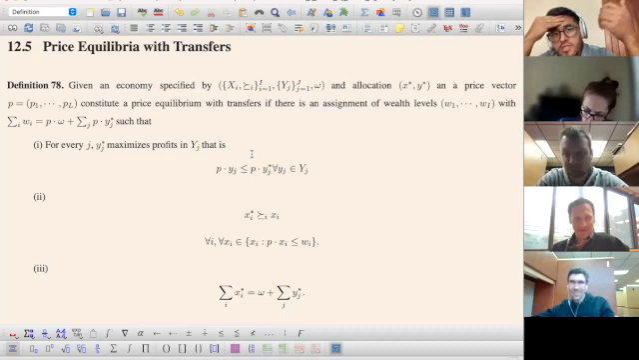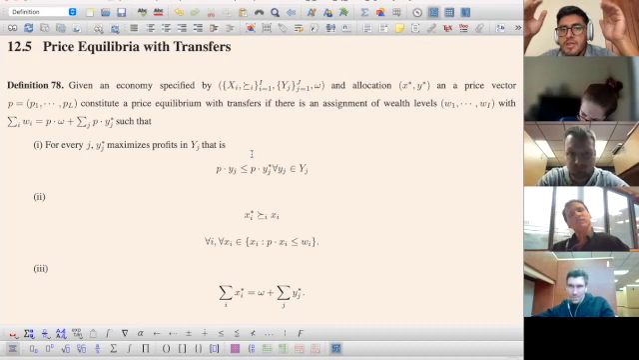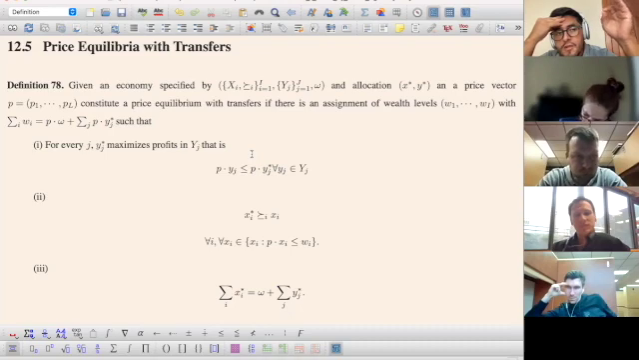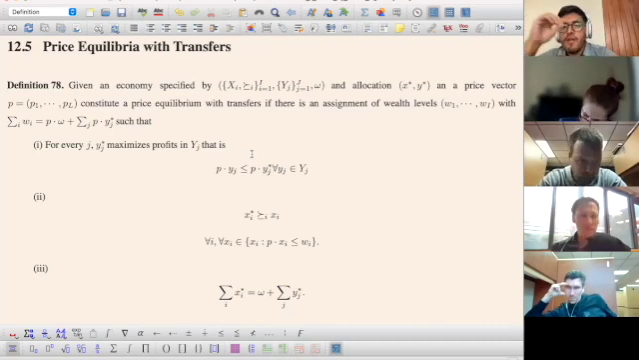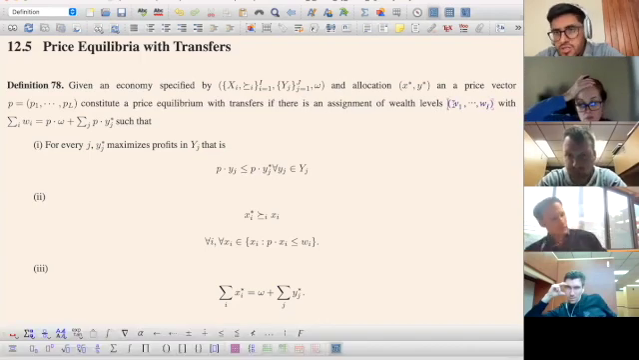In this economy, what are the primitives? They are going to be preferences, technologies, and endowments. Then an allocation X star, Y star, and a price vector P constitute a price equilibrium with transfers if there is an assignment of wealth W such that the total endowment is going to be equal to the multiplication of prices times the total, sorry, this is a total wealth level. So the notation is now changing.